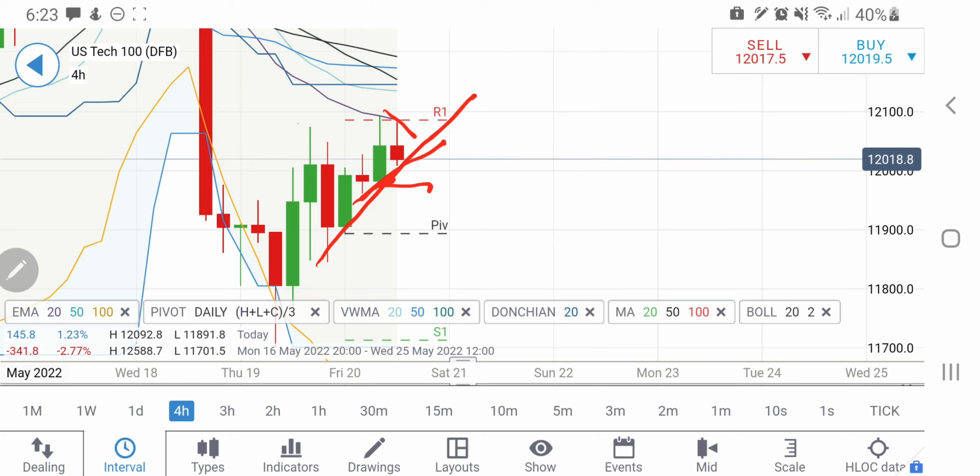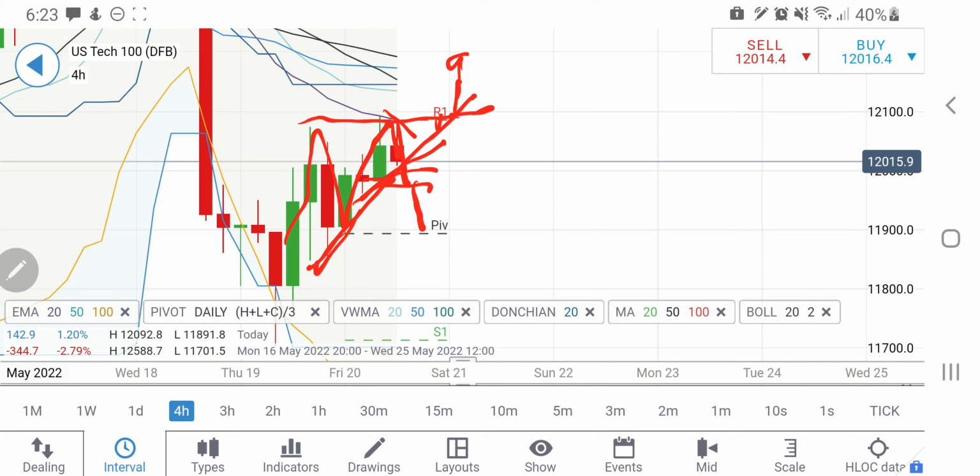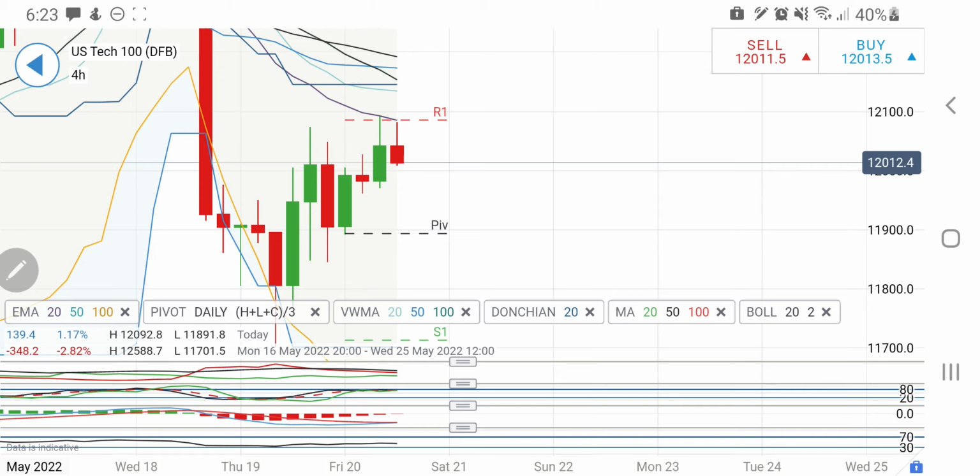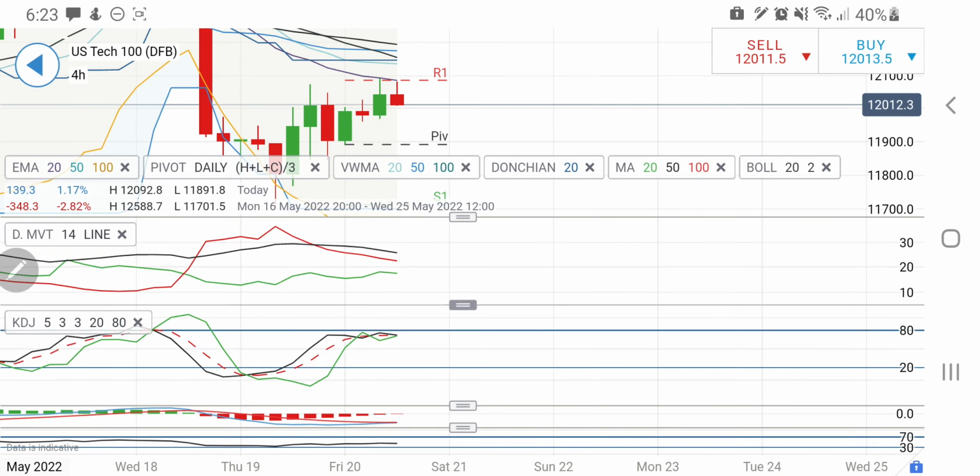Probably it is trying to create this narrowing triangle, and it can try to give you a breakout either way. Any point of time breaking above 12,100 is a very good level to go long, and below this zone at 11,970 one can expect that it will try to come back to 11,900, and below that we can expect a sharper drop. Look at the directional movement, it is trying to converge.